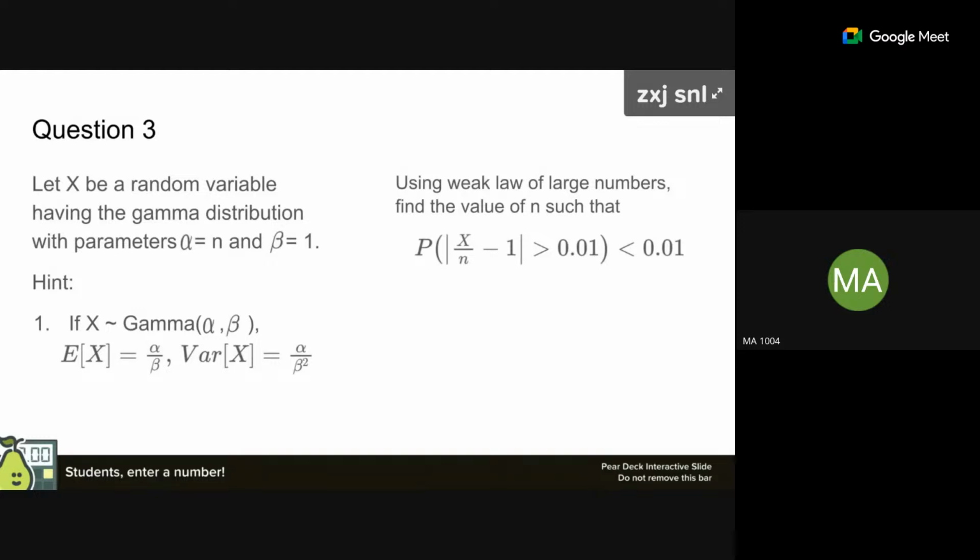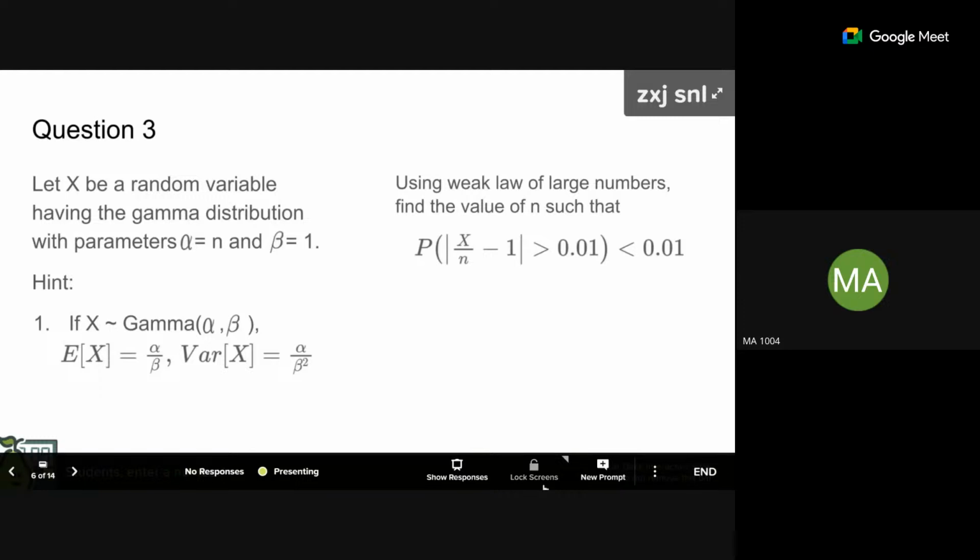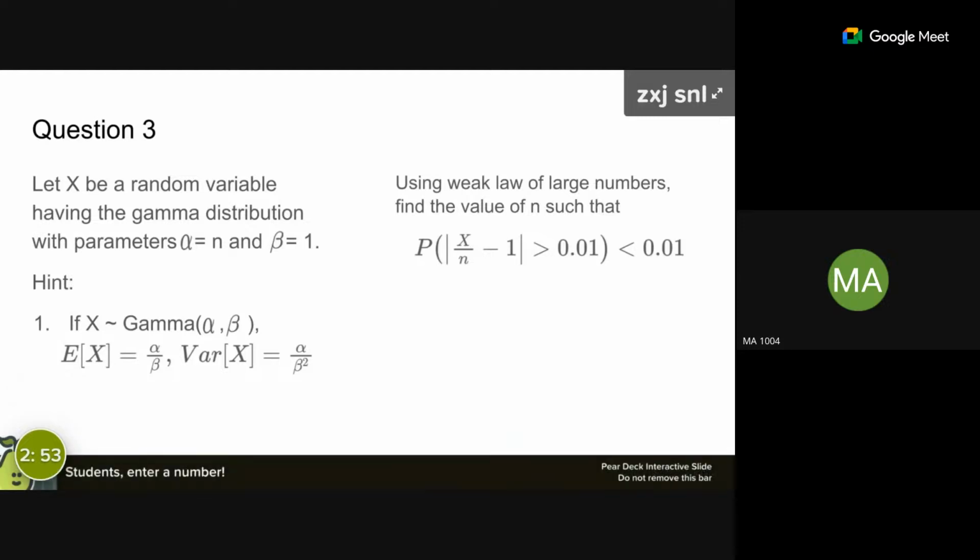That's it. Okay. So there's question number 3, which says that x is a random variable having the gamma distribution with alpha equal to n and beta as 1. The expectation and variance of x are given there. Using the weak law of large numbers, find the value of n such that the probability that x by n minus 1 is greater than 0.01. This might be easy for you. Expectation is given, variance is given, and we have learnt the weak law of large numbers also, right?